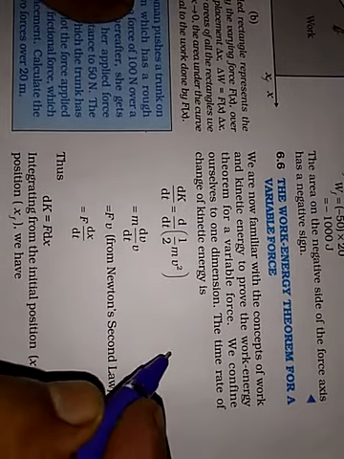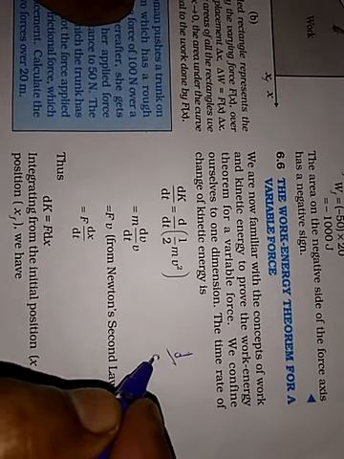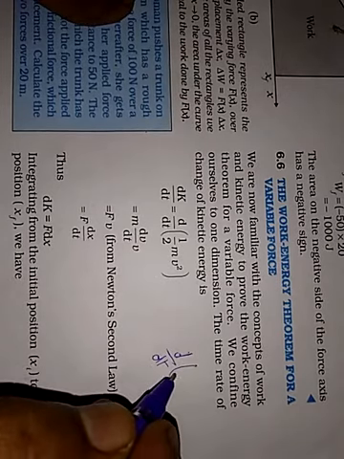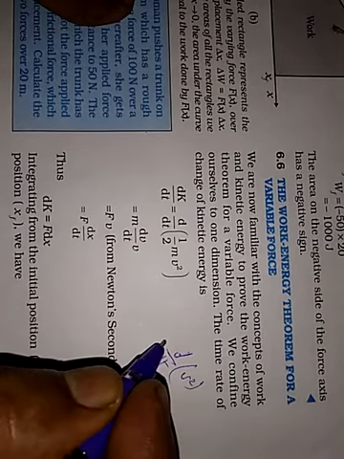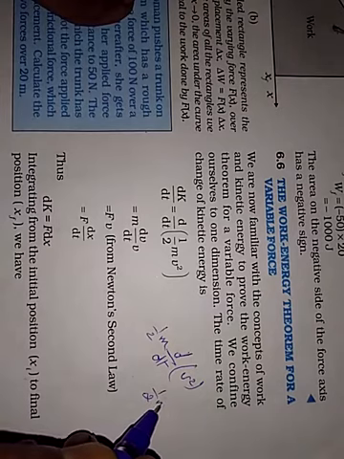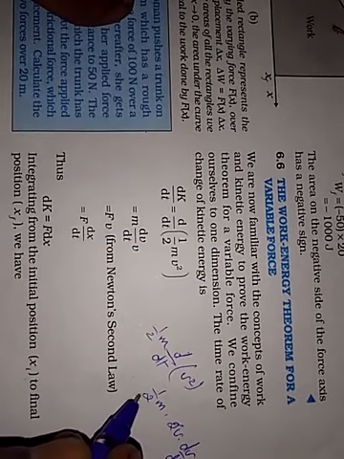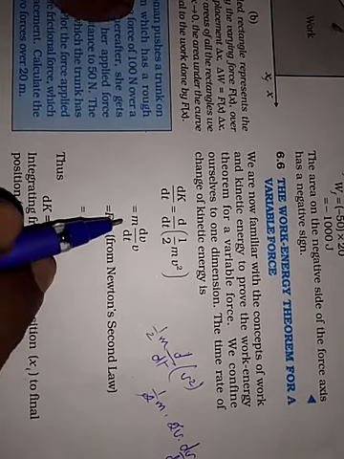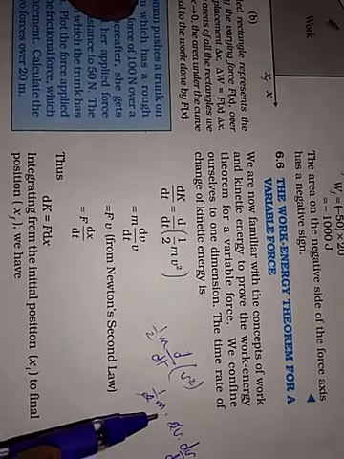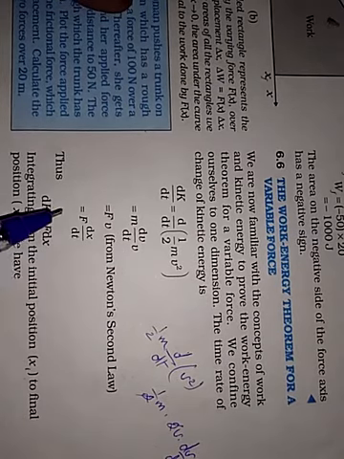That is d by dt of v square. Already half m is constant, so half m into v square, if you differentiate, 2v into dv by dt, so this 2 and 2 gets cancelled. So we will be having m dv by dt into v. That's what is written here.